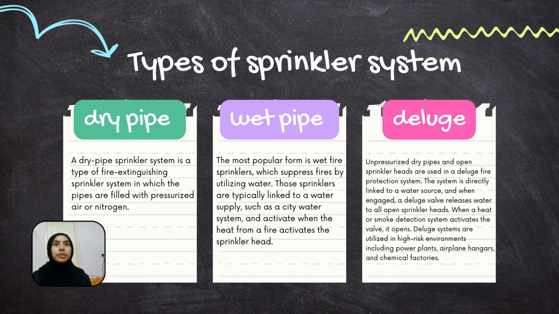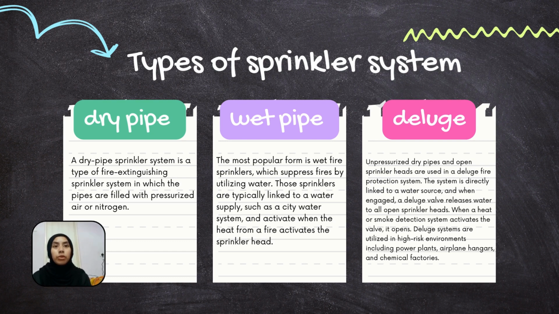Firstly, the dry pipe system. A dry pipe sprinkler system is a type of fire extinguishing sprinkler system in which the pipes are filled with pressurized air or nitrogen. Dry pipe sprinklers are used to offer fire protection in environments that are cool enough that the water in a wet pipe sprinkler could potentially freeze, which would either reduce the sprinkler's effectiveness or damage it enough to make it inoperable.